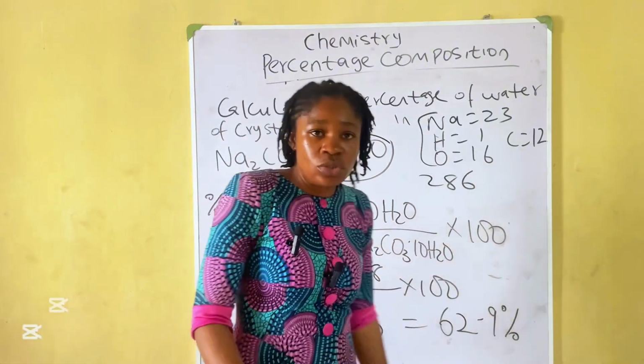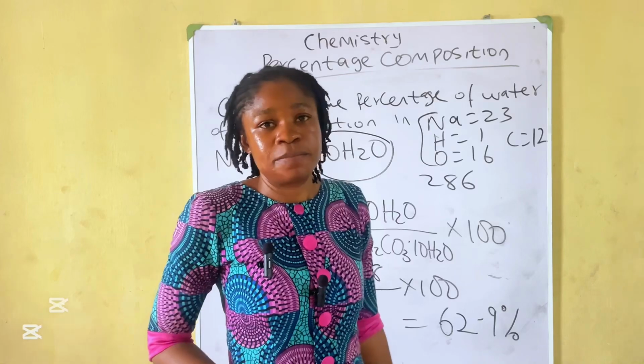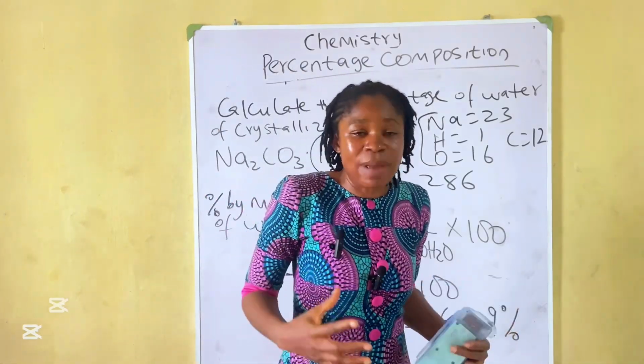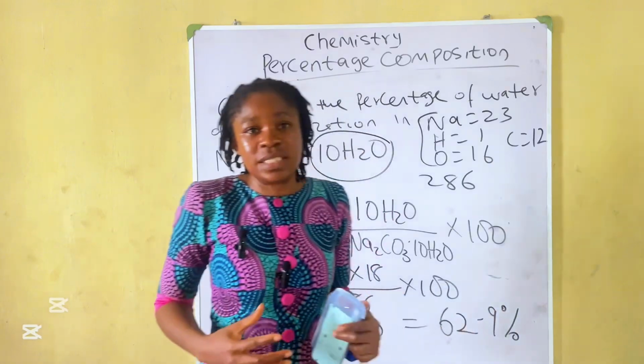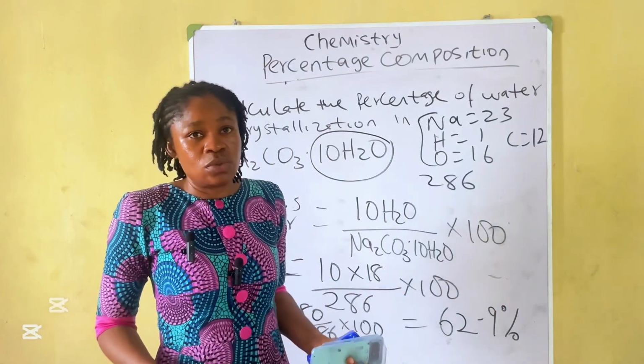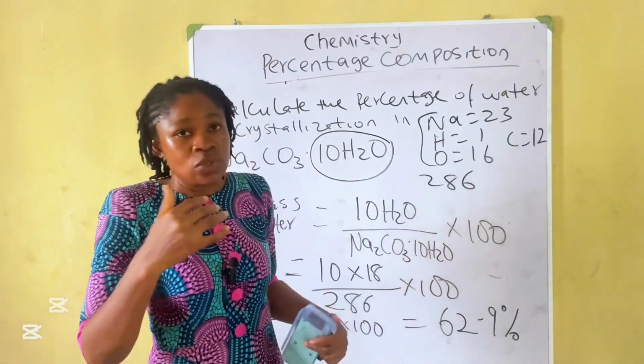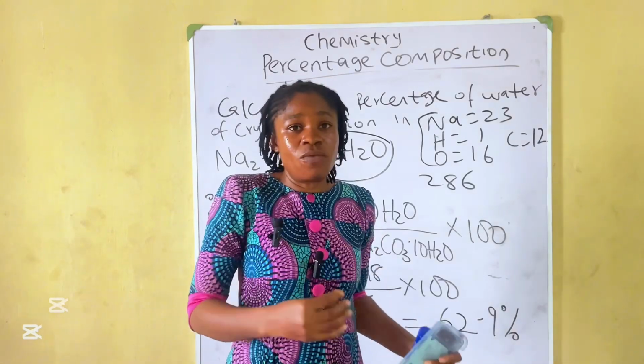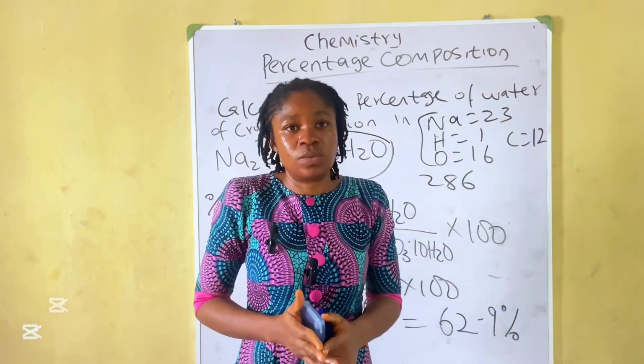We've come to the end of today's lesson. I believe you can now calculate the percentage by mass of each element present in any compound or salt that has water of crystallization. You can also calculate the percentage of water of crystallization in that salt.